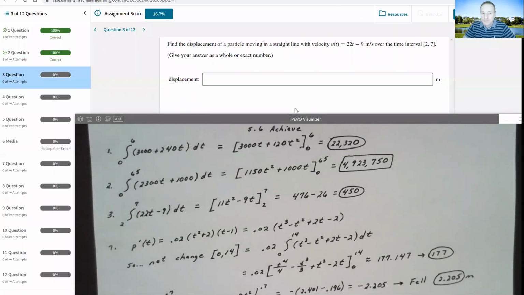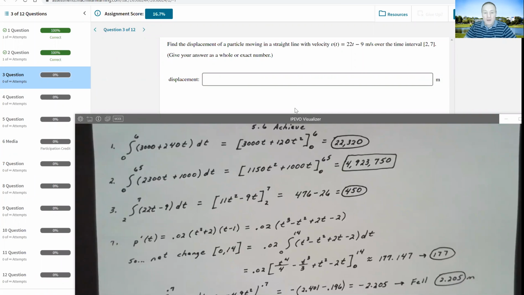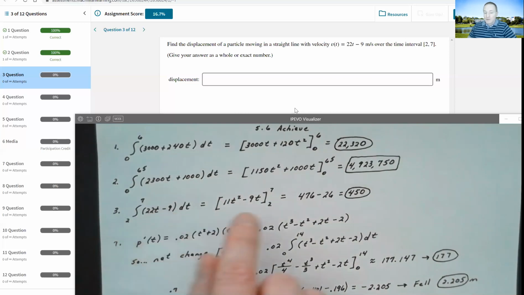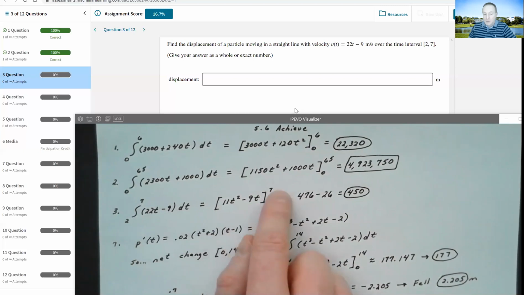For the next question here, again, it's the same type of concept. This one is getting to where I like the physics application. Find the displacement of a particle moving along a straight line with a velocity of 22t minus 9 meters per second over the time interval 2 to 7. So since displacement just means we want to find the change of position, not necessarily the total distance traveled, then the displacement is simply the integral from 2 to 7 of your velocity function, 22t minus 9. It's going to find the total change of position between 2 and 7.